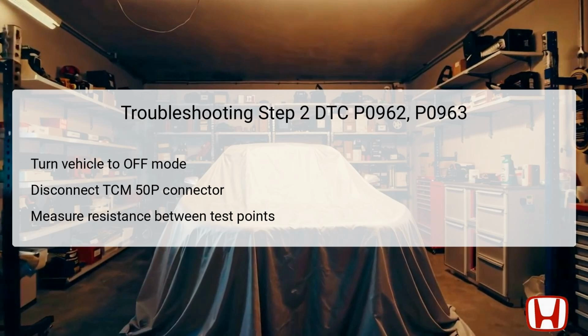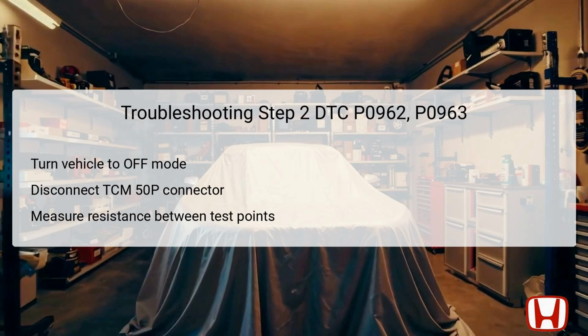To further diagnose the cause of DTCs P0962 and P0963, the next step is to perform electrical measurements focusing on the transmission control module, TCM. Start by turning the vehicle to the off-lock mode to ensure safety. Then disconnect the TCM 50P connector. This step isolates the module from the circuit, allowing for accurate resistance readings.